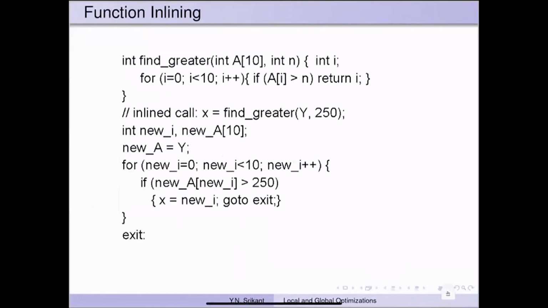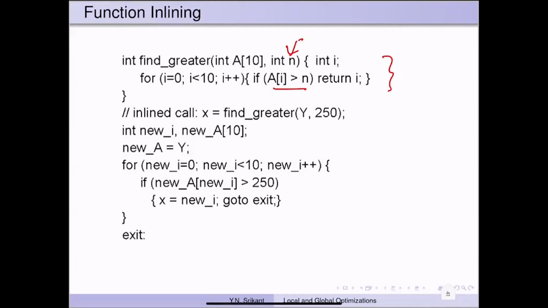Here is an optimization which is performed by almost every compiler. It is function inlining. So here is a very simple function, find greater, which just checks all the elements of the array and finds if a[i] is greater than n, then returns that particular i. So n is passed here, you can see. So it finds an element of the array which is greater than n.